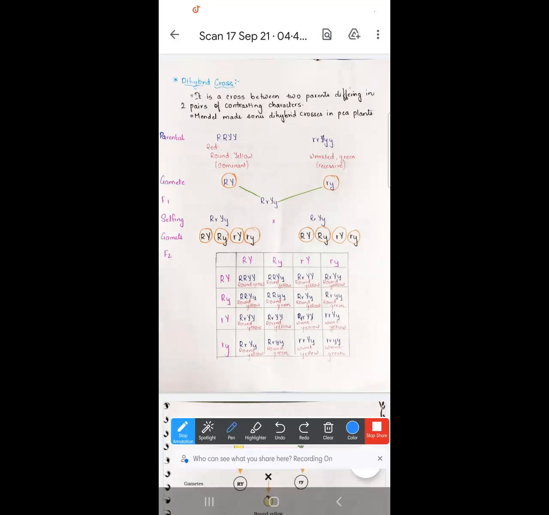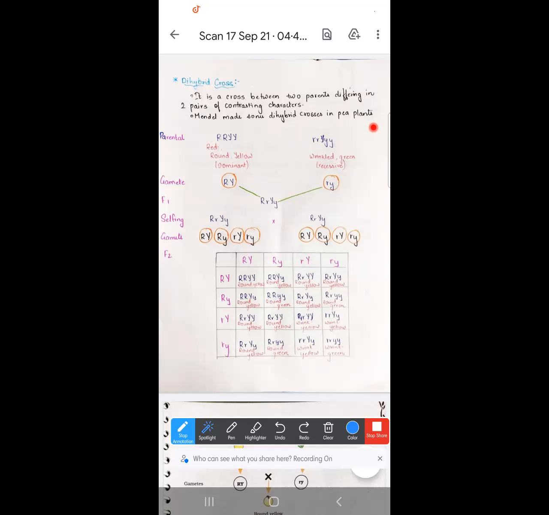We know that Mendel conducted experiments in pea plants, and he carried out a monohybrid cross, which is between two plants with one contrasting trait, and a dihybrid cross is carried out between two plants with two pairs of contrasting traits. Dihybrid cross is a cross between two parents differing in two pairs of contrasting characters. Mendel made some dihybrid crosses in pea plants.